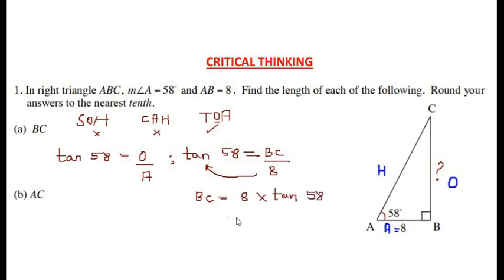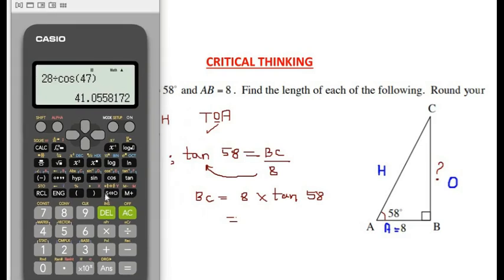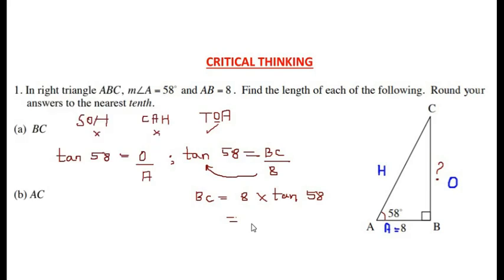So let us see what answer we get here. We have 8 times tan 58. So we have it as 12.8. So 12.8 is the opposite side. So this is our BC, which we got.